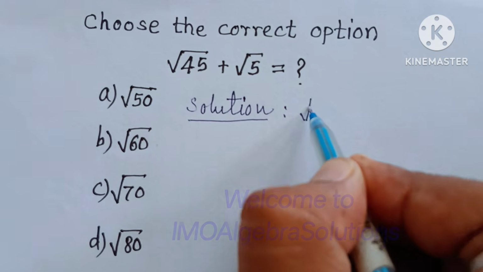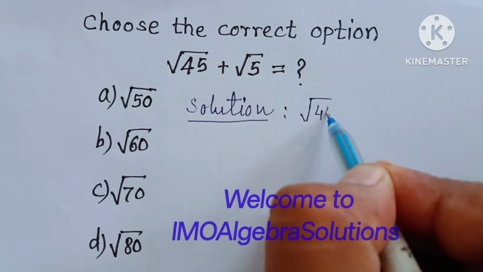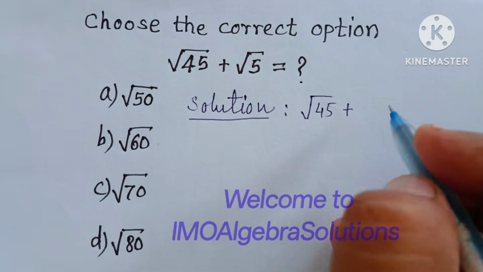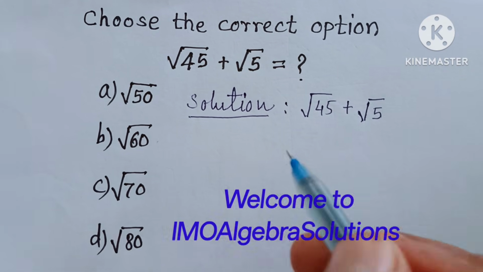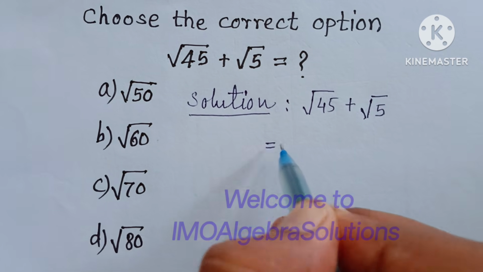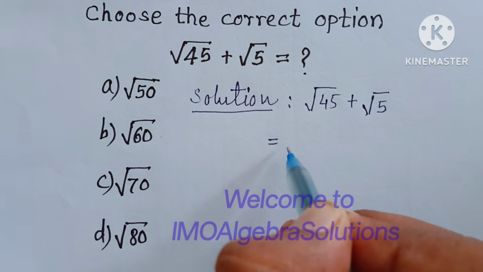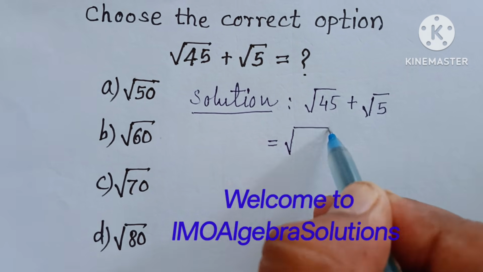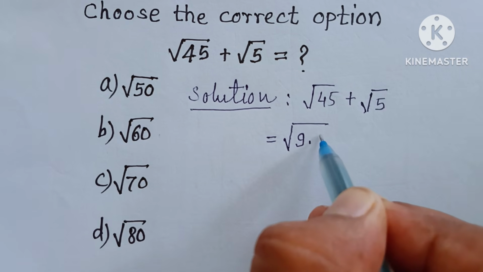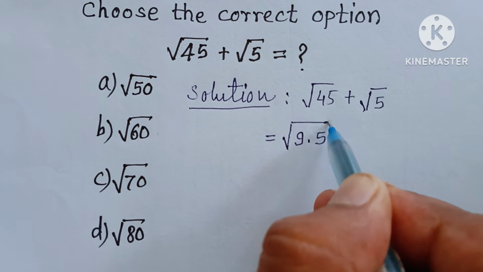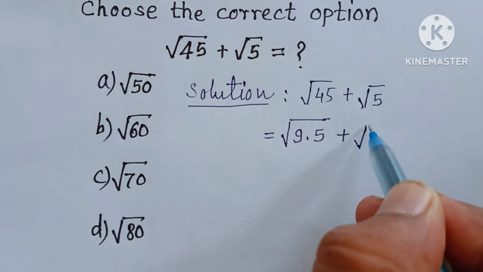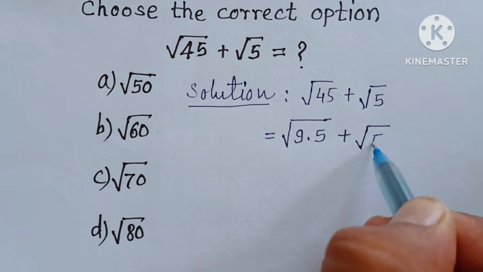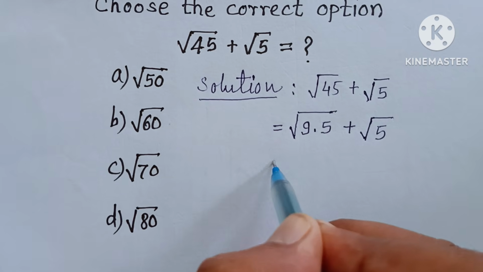Under root 45 plus under root 5. How can we write this 45? We can write this 45 as 9 multiply 5, since 9 fives are 45, plus under root of 5.